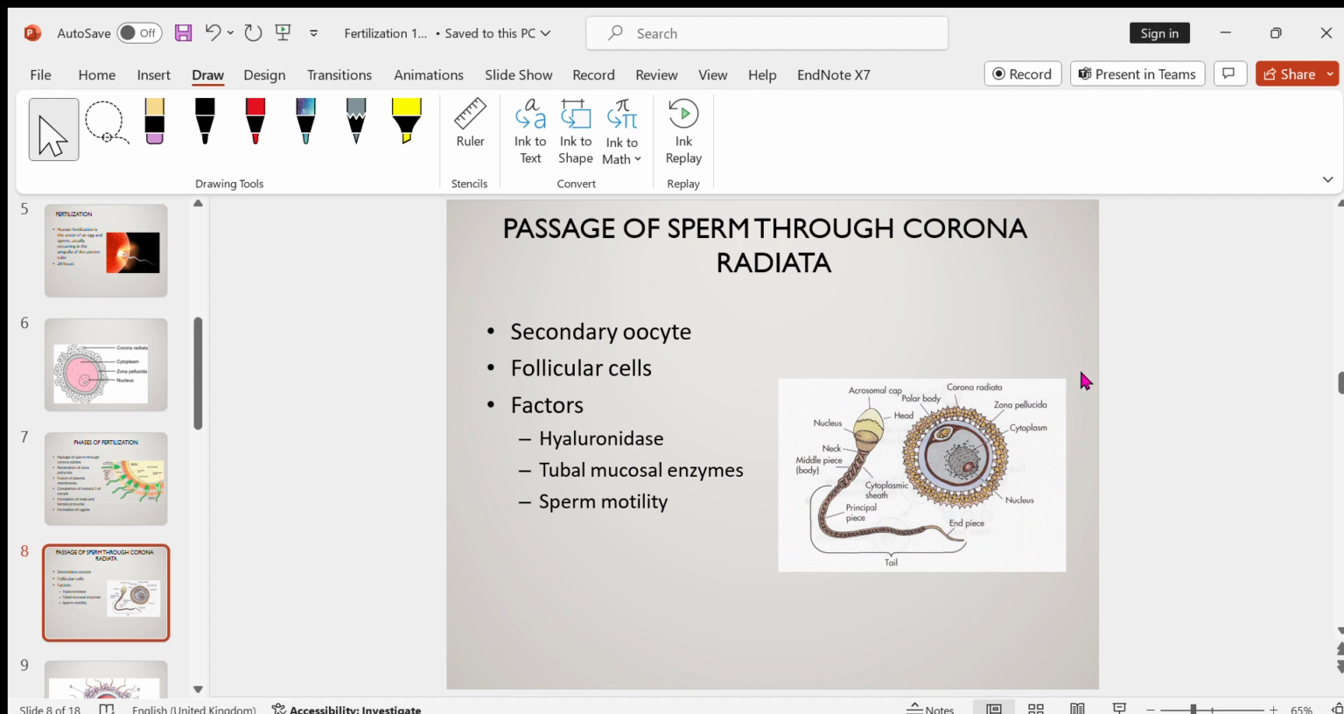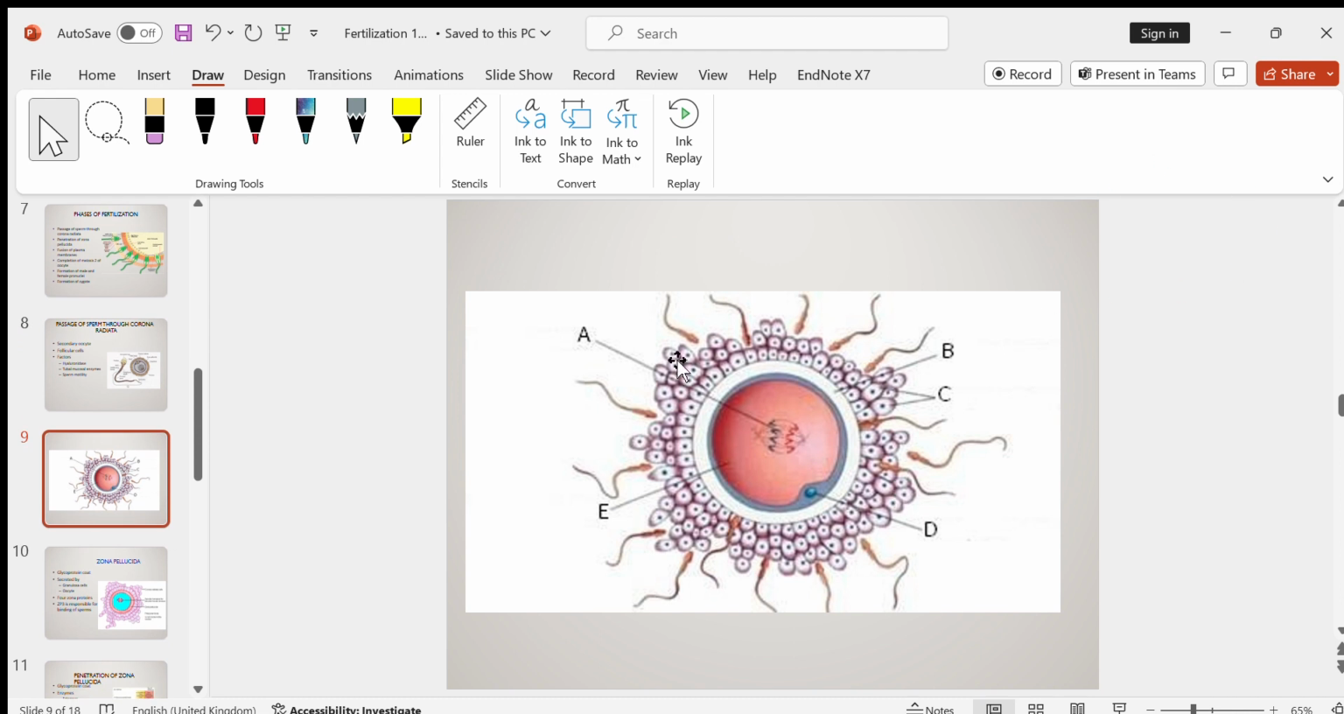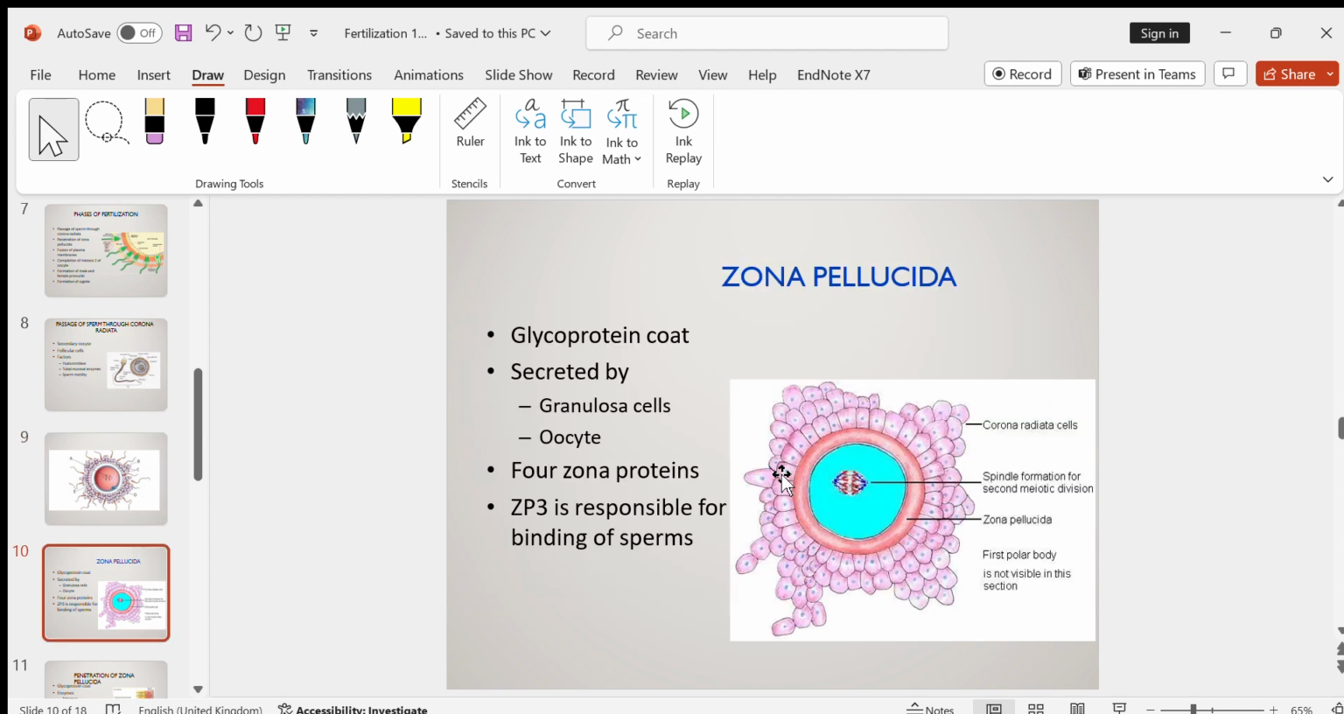So first of all, we'll discuss briefly the passage of sperm through the corona radiata. This is the layer of corona radiata. The sperm that is capacitated will penetrate the corona radiata by multiple factors, which are the release of hyaluronidase, and it depends on sperm motility. In this picture, we can see multiple sperms trying to enter across the corona radiata, but only one sperm is able to finally reach inside of the oocyte.